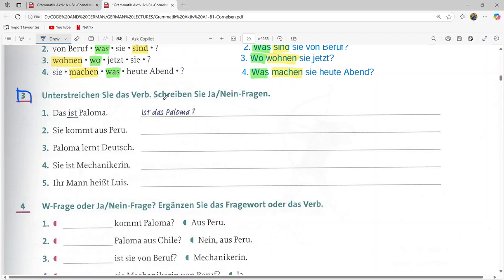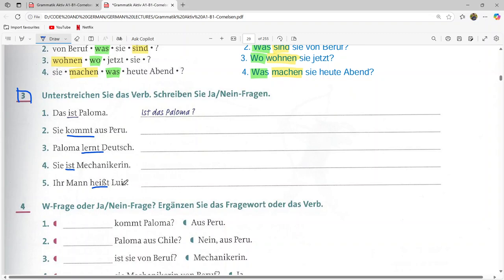Unterstreichen Sie das Verb, schreiben Sie ja, nein, Fragen. So underline the verb and write down the yes, no questions. So very easy, just underline the verbs. So das ist Paloma, that is Paloma. Sie kommt aus Peru, she comes from Peru. Paloma lernt Deutsch, Paloma learning German. Sie ist Mechanikerin, so she is a mechanic. Ihr Mann heißt Lukas, so her husband is called Lukas.